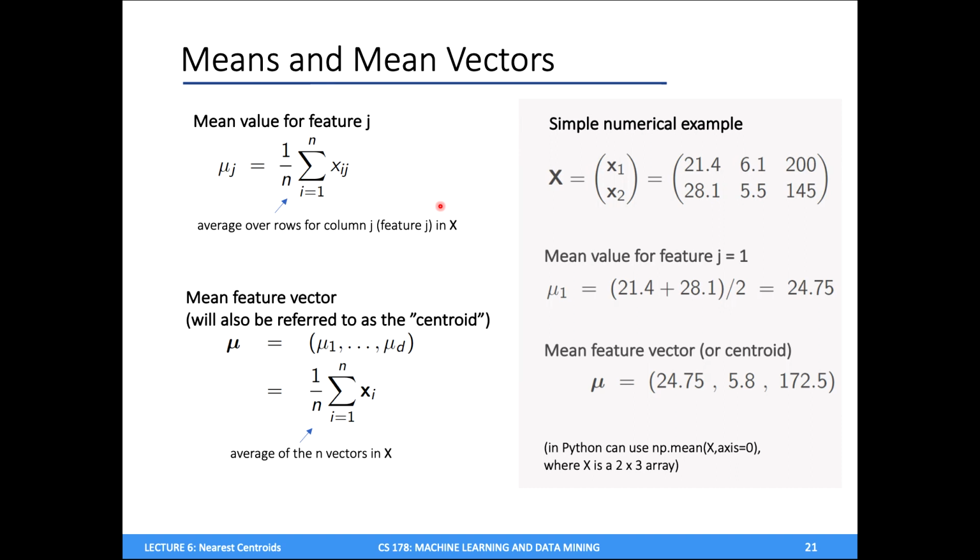In Python, you can do this in a one-liner with some vectorized operations. So if you do numpy.mean on a data array x, and you specify the axis over which you take the mean, then you'll be able to actually compute this in just one line. So axis equals 0 tells us which way we're taking the means. Axis equals 0 means we take the means of the columns.